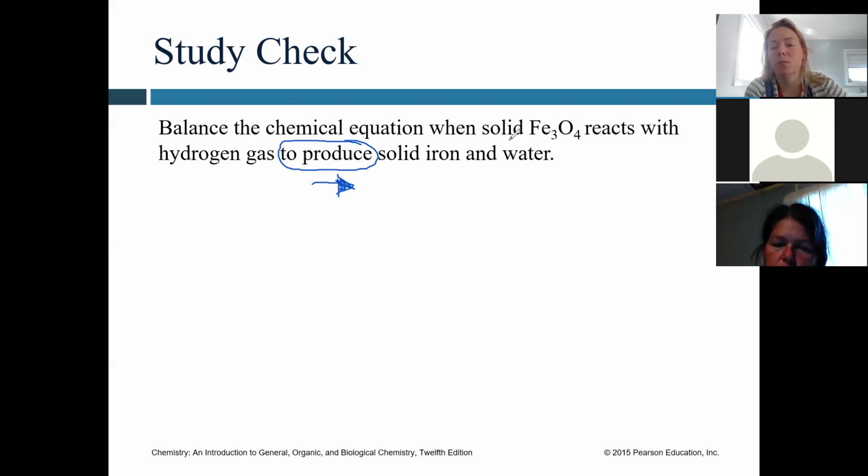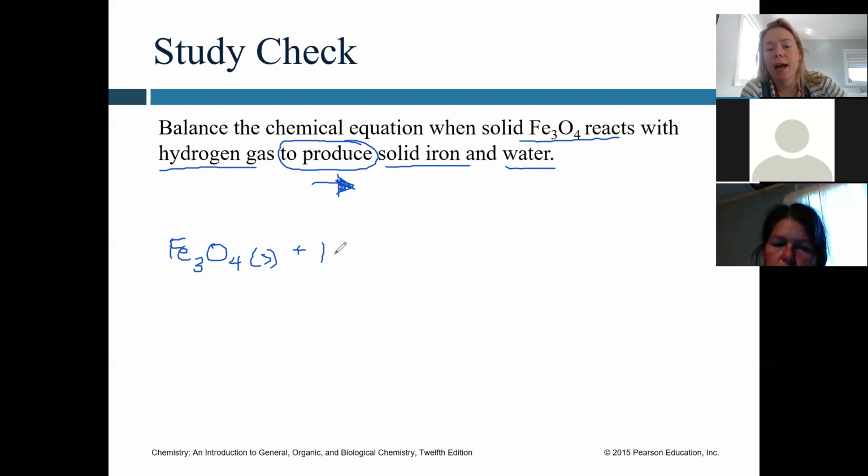So where are my reactants? One of the reactants is this thing here. The other is this thing. These are my two reactants. And then my products are what we get formed. It says we form solid iron and we form water. So let's start by writing our reactants. The first reactant is given to me as Fe3O4, and it says that it's solid, so I'm going to add a little S. This combines with hydrogen gas.